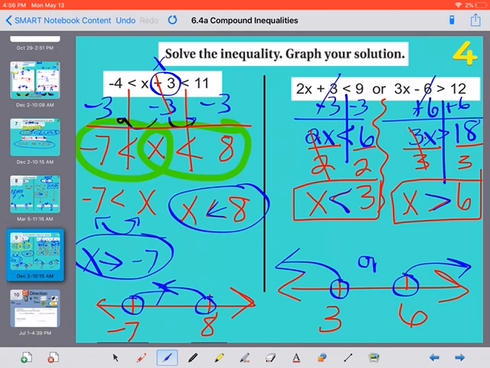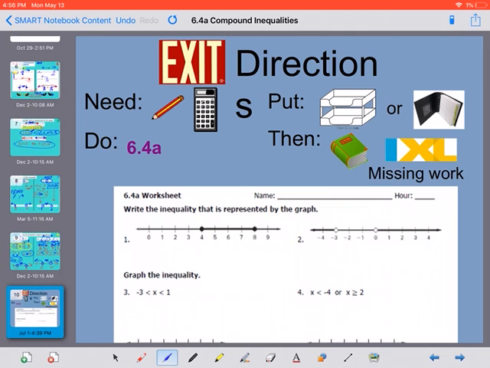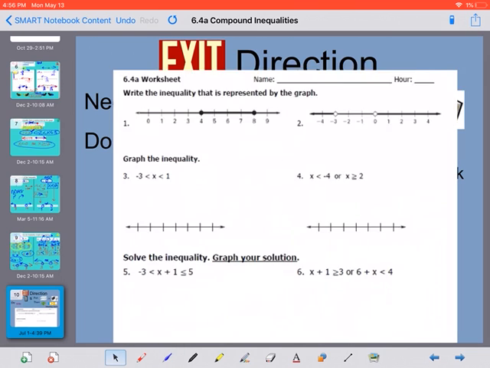So you can tell this is an or statement, one side or the other side. So when you see the or, you already know your graph should look like this. If you see it written as one big inequality, you know your arrows should be pointing together. Your homework is just like this. The first two you're writing inequalities, and then the rest you are solving.